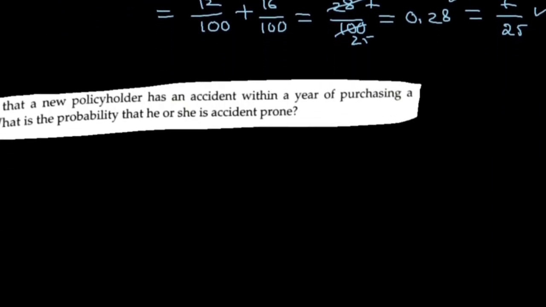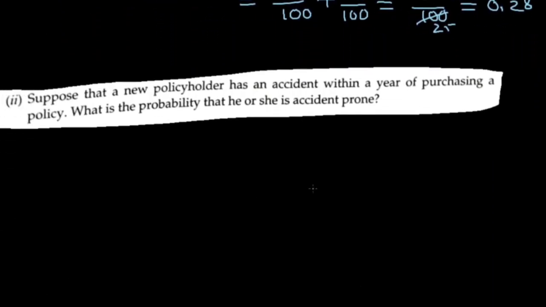Next, the second question. Suppose a new policyholder has an accident within a year of purchasing the policy. What is the probability that he or she is accident prone? Accident prone is E1, so we need the probability of E1 when A is given. A is the event that the accident happens. So suppose the accident happens, what is the probability that it is an accident prone person?